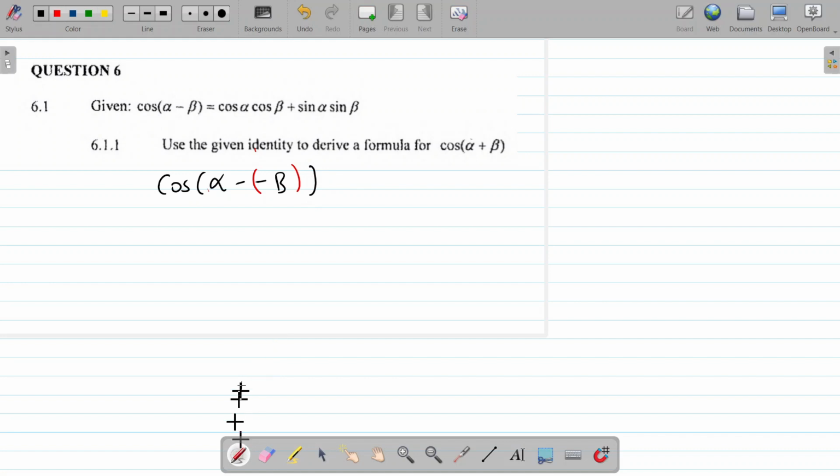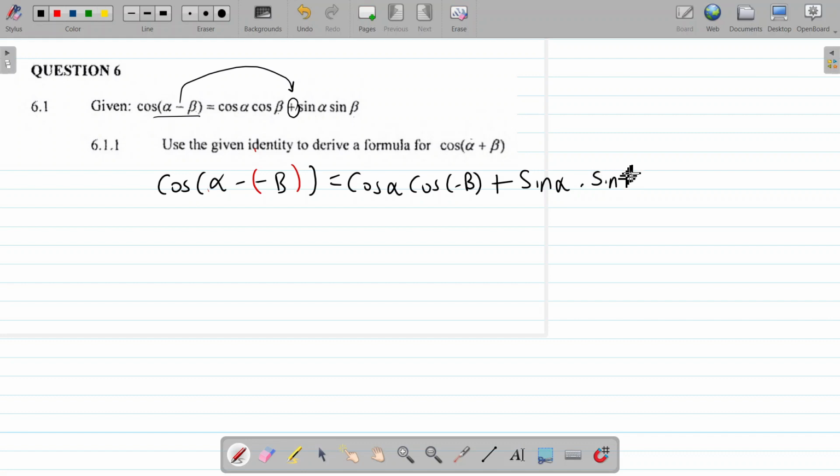Okay, cool. So now remember, we are given that cos of alpha minus beta, but in this case our beta is this minus beta over here, is equal to cos of alpha cos of beta plus, which means that this positive negative sign changes to a positive sign, sine alpha sine beta. So we're going to have cos of alpha, but then we're going to have cos of minus beta, and then instead of the minus we write the plus. Then we're going to have sine of alpha multiplied by the sine of minus beta.